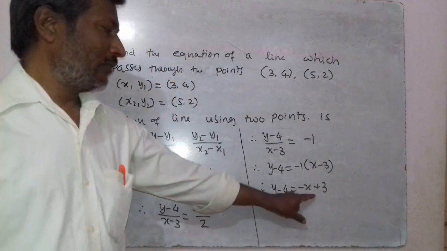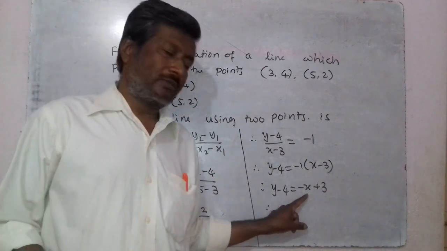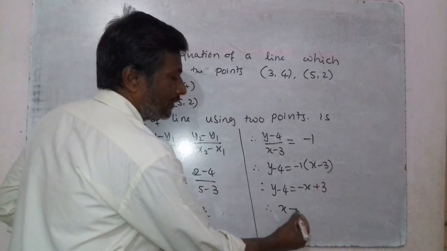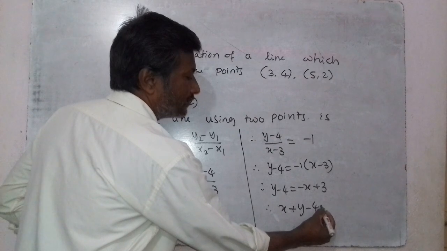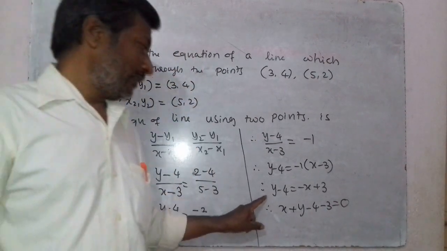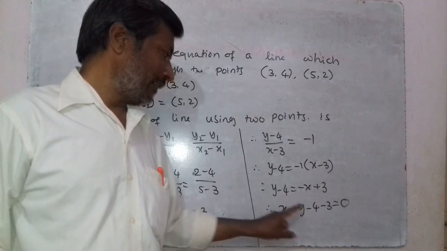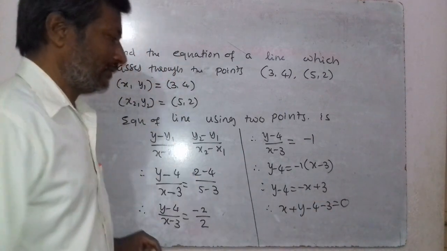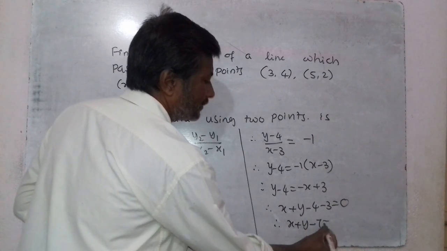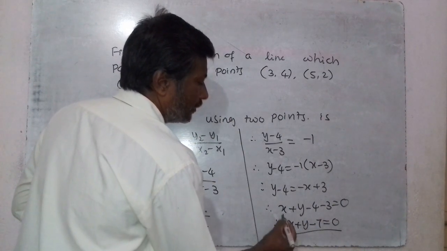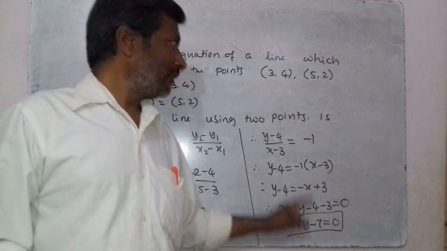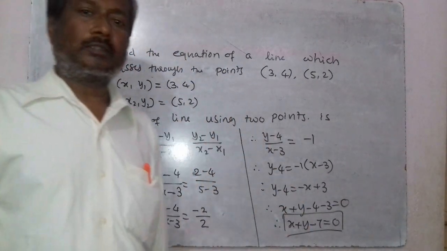Therefore, y minus 4 equals minus x plus 3. Write x always positive, so bring it to the LHS: x plus y minus 4 minus 3 equals 0. Therefore, x plus y minus 7 equals 0 is the equation of the line using the 2-point form.